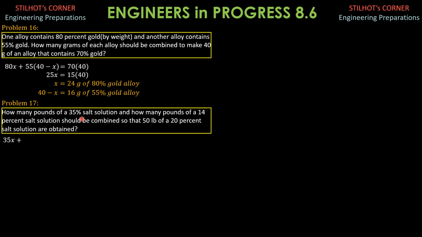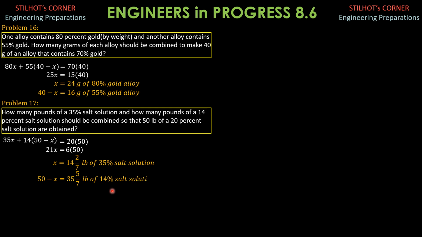So 35 times x plus 14 times quantity 50 minus x equals 20% times 50. 35x minus 14x is 21x. And on the right side is 20 times 50 minus 14 times 50. 20 minus 14 is 6, so 6 times 50. Solving for x, 6 times 50 over 21, so that is 14 and 2 over 7 pounds of 35% salt solution. And the other one is 50 minus x, and that is 35 and 5 over 7 pounds of 14% salt solution.